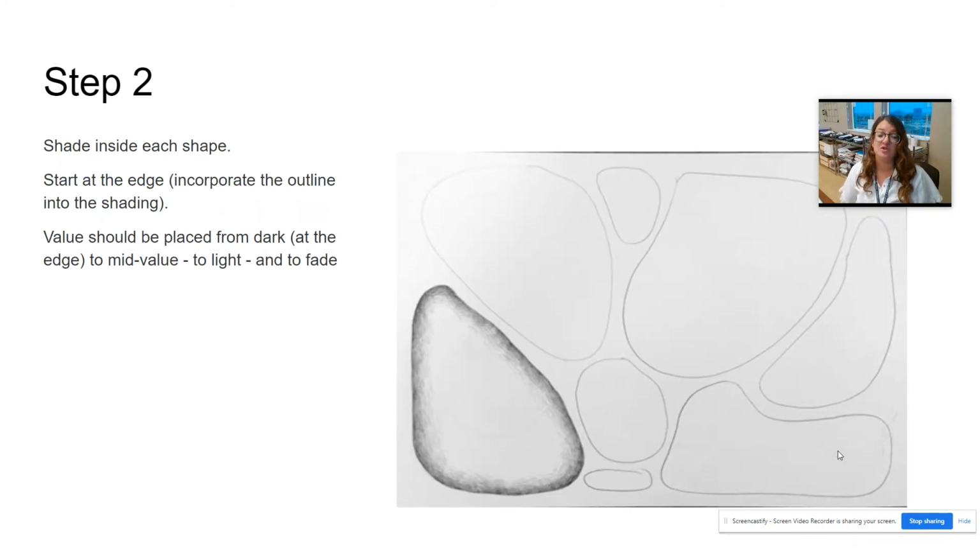Step 2, you're going to shade inside each shape. So you want to start at the edge and slowly go in. You want to incorporate the outline into your shading and have your outline be the darkest part. And value should be placed from dark at the edge to mid value to light. So remember, it should go dark and fade to light as value does.